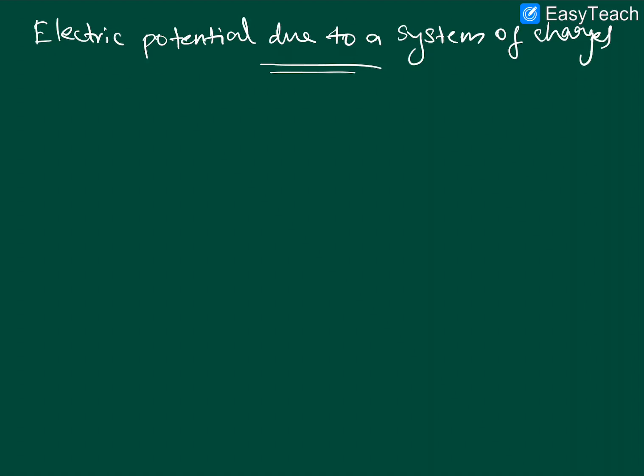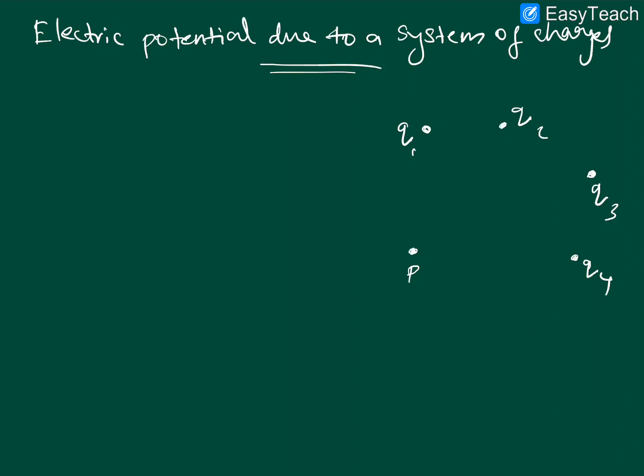So let us consider a case. I am having some number of charges Q1, Q2, Q3 and Q4. I can have n number of charges. For example, I am taking 4 charges. Now I am going to find the potential at a point P. This is my point P. I want to find the potential at P.